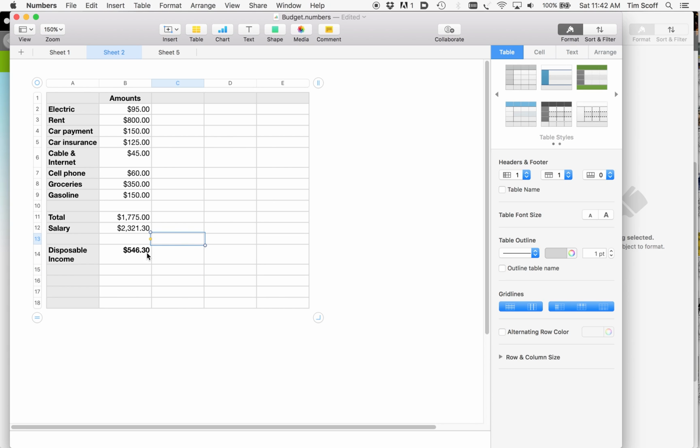If your disposable income, let's just say this person only earned $1,780 and their total monthly budget was $1,775. Their disposable income is $5 a month. They're in trouble. Be honest. Don't lie to yourself. If this is what your disposable income looks like on your budget, be honest with yourself and figure out what you can cut out of your budget or what you can do to earn more money.